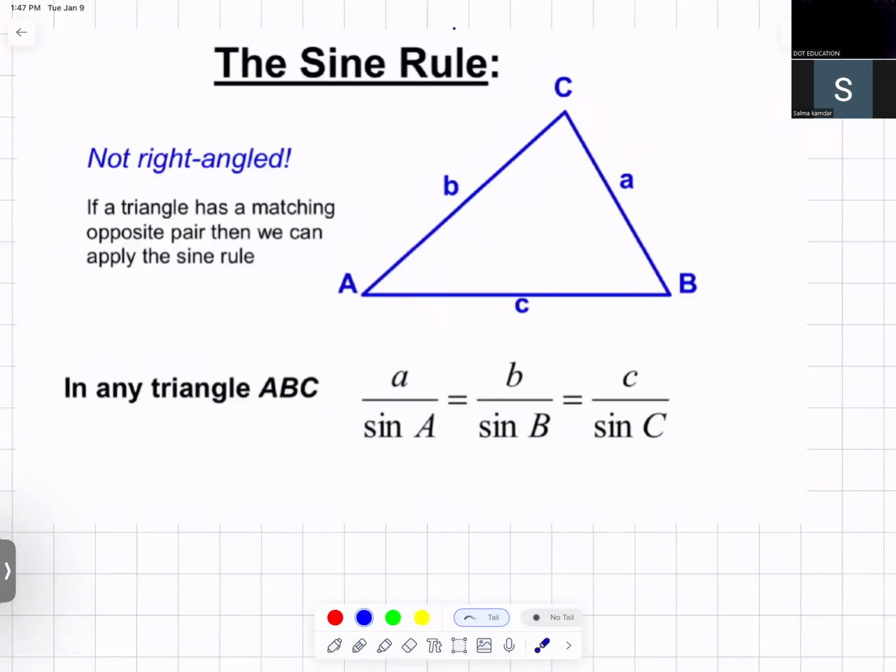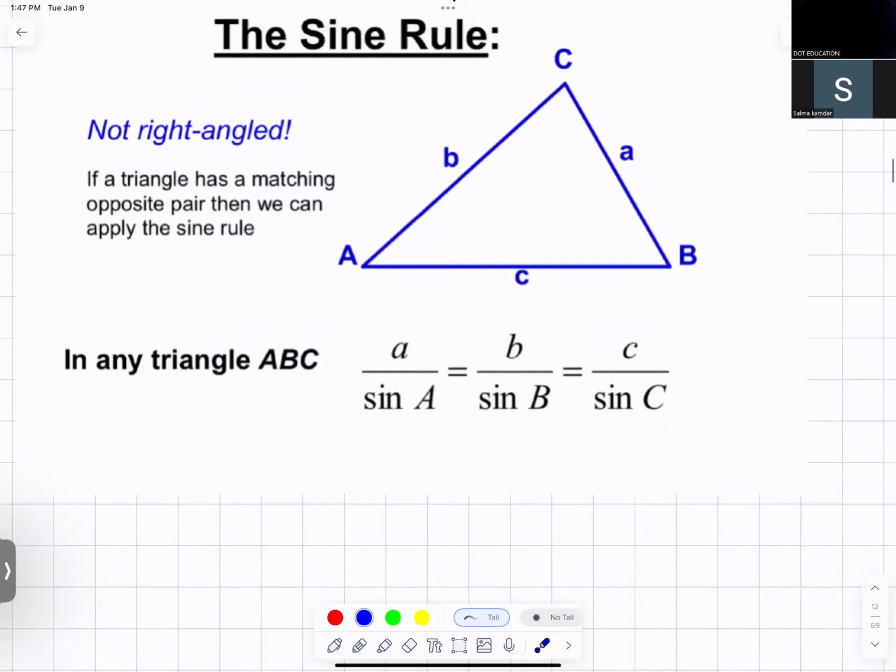That is where we apply our sine rule. So you have to look at it. If the triangle has matching opposite pairs, then you can apply the sine rule. So you look at this part, this is opposite to angle A. So the side a here is the matching opposite to angle A. Then we have b, which is the matching opposite to angle B. Then we have our c here, which is the matching opposite to angle C. This is where the sine rule comes in.